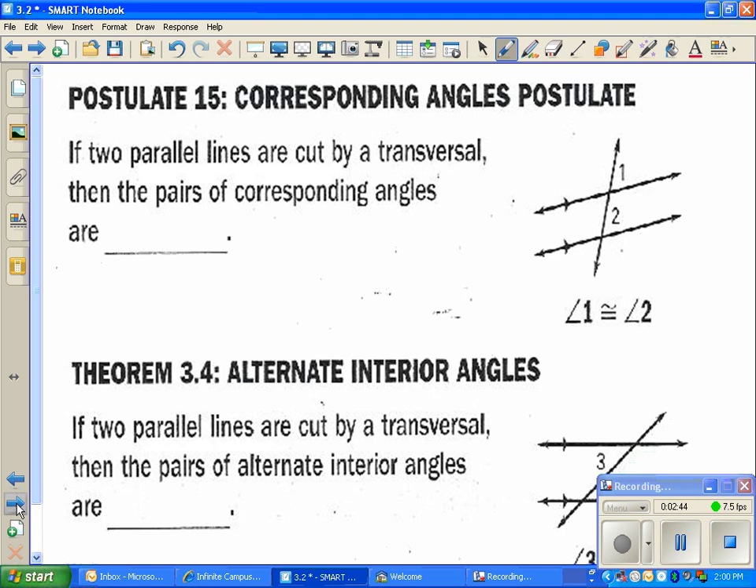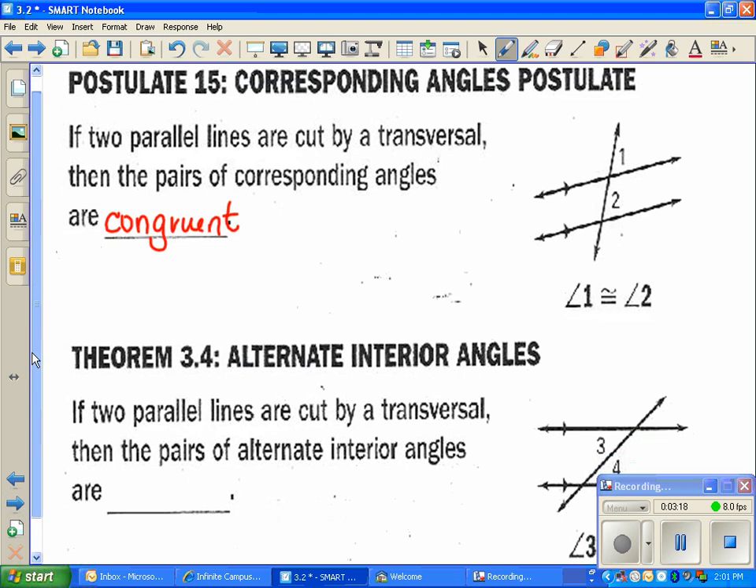All right, if two parallel lines are cut by a transversal, remember we did the two lines cut by a transversal, then the pairs of corresponding angles are congruent, meaning this. If the lines are parallel, then corresponding angles will always be congruent. Follow that again. If the lines are parallel and they're cut by a transversal, then the corresponding angles, no matter what they are, will always be congruent. They'll always be equal to each other.